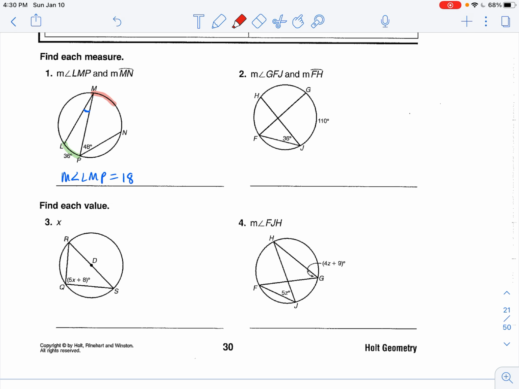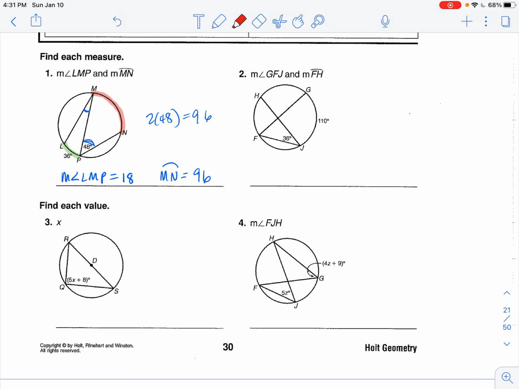Now the measure of arc MN, that's this guy here, is going to be twice the measure of the angle. So if I double 48, the measure of arc MN is going to be 96. And that's because 2 times 48 is 96.